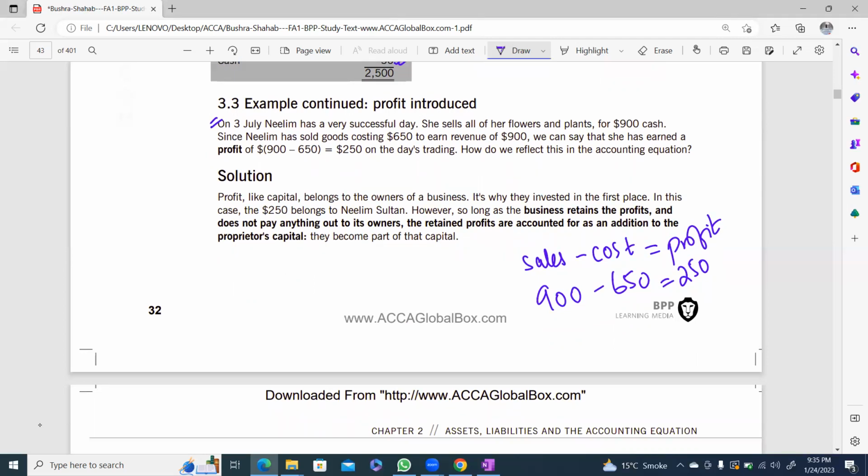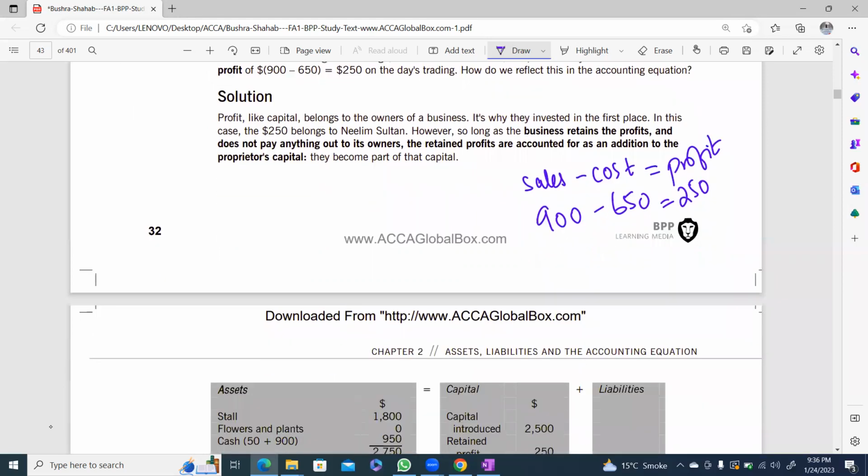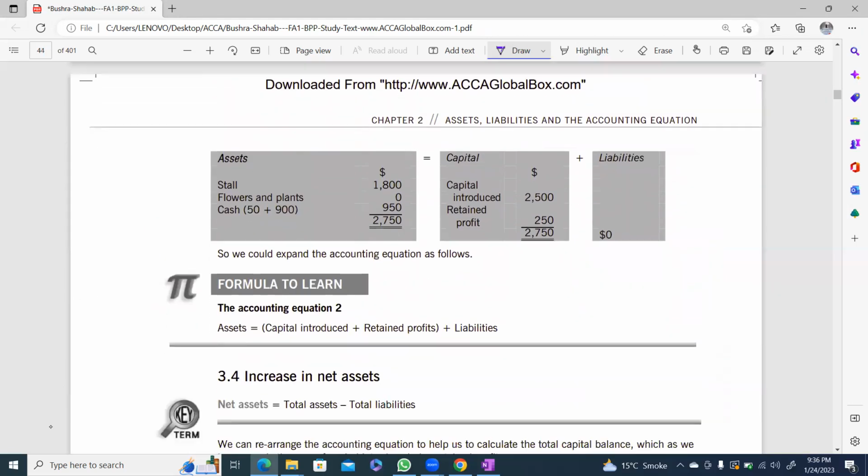Yes, miss. She has sold the goods of 900. The cost at which she bought the goods was 650. So basically, 250 is the profit that she has earned. This is the profit that will increase the capital amount. Now, how will it increase the capital?